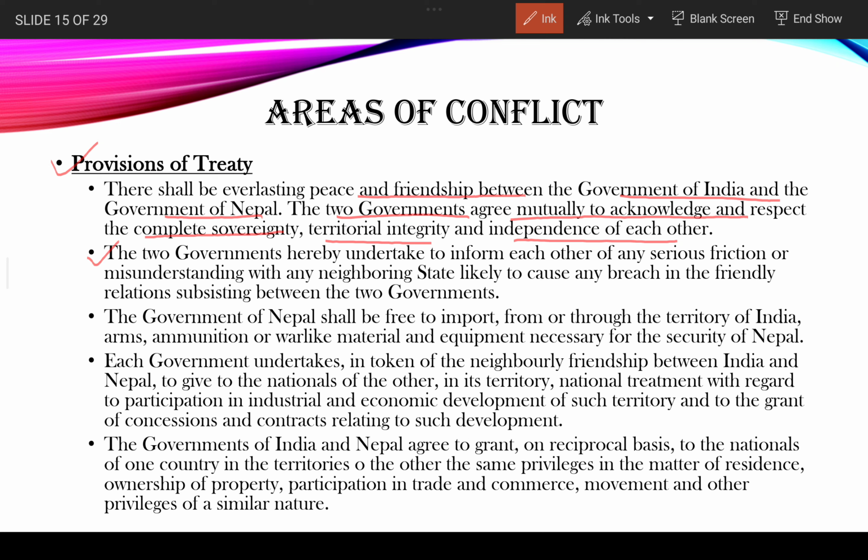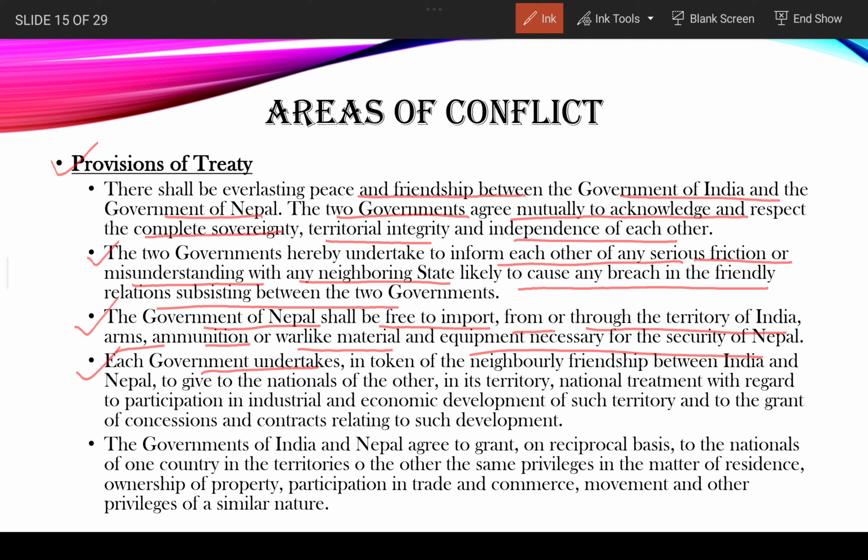The two governments hereby undertake to inform each other in case of any serious friction or misunderstanding with any neighboring state which is likely to cause any breach in the friendly relations subsisting between the two governments. The government of Nepal shall be free to import from or through the territory of India arms, ammunition, warlike material, and equipment which are necessary for the security of Nepal. This is basically related to defense cooperation, right?